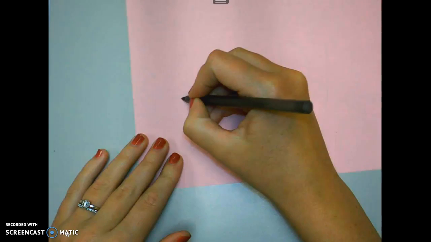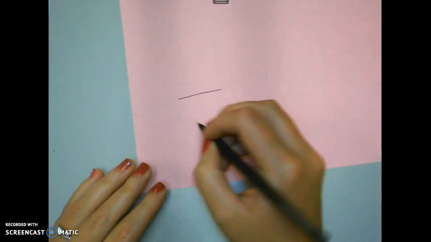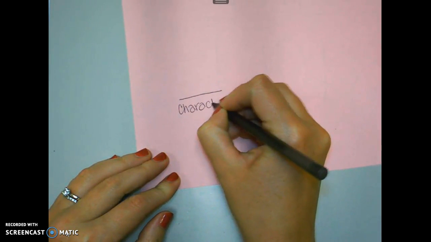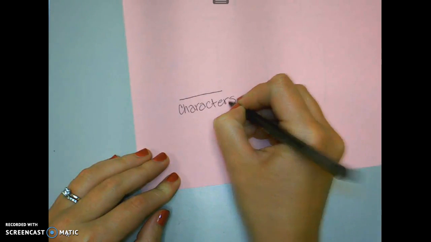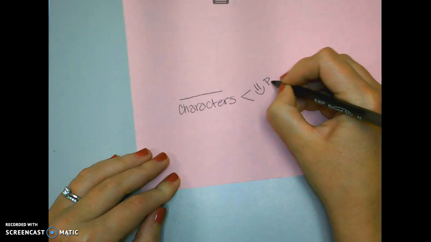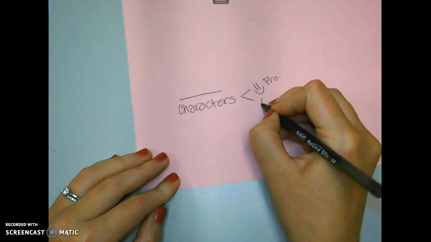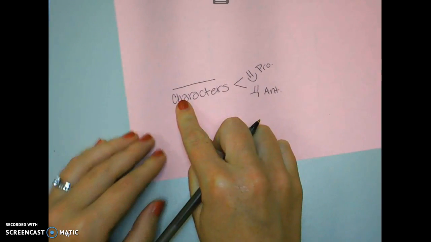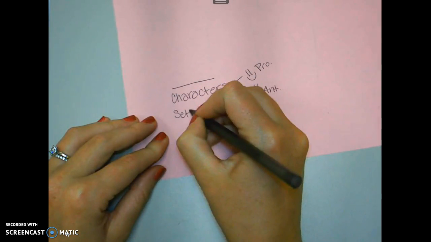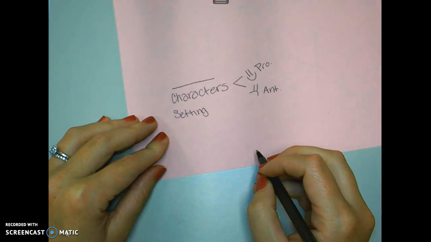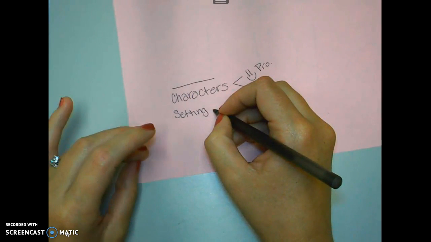It is pretty simple. At the beginning of your story, you go ahead and you meet your characters. You can have your good guy, which is the protagonist, or you can have your bad guy, which is the antagonist. After you have your characters, you need to have your setting. That is the when and the where. Think of past, present, future.